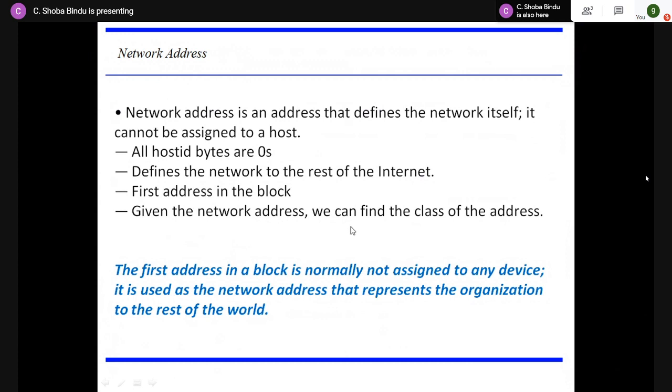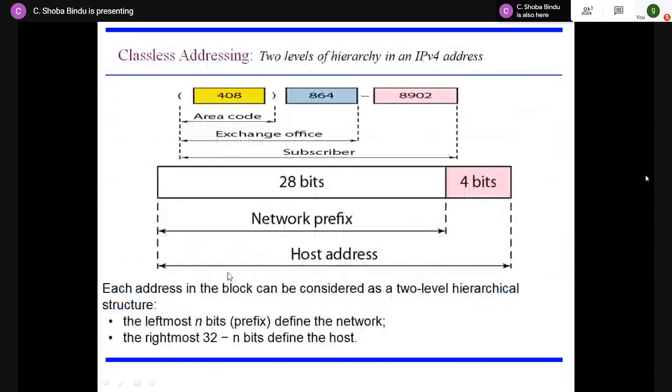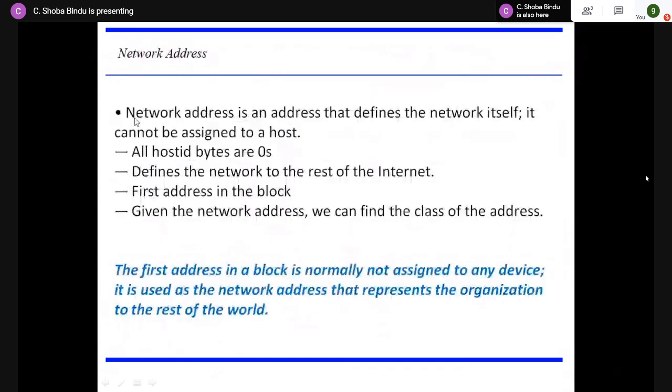So given any network address, we can find out the class to which this particular network belongs. In summary, the first address in a block is normally not assigned to any device. It is used as the network address that represents the entire organization to the rest of the world. So when you go for these addresses, here we are talking about the network address and the host IDs.